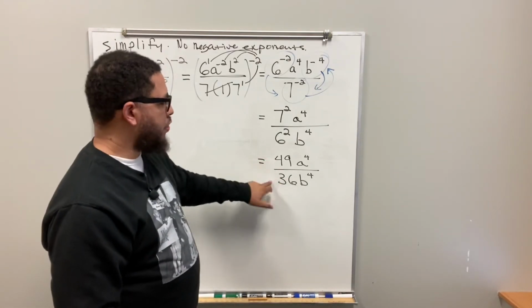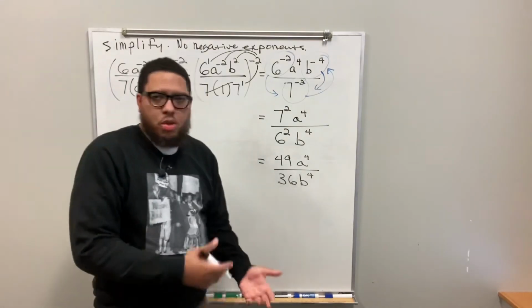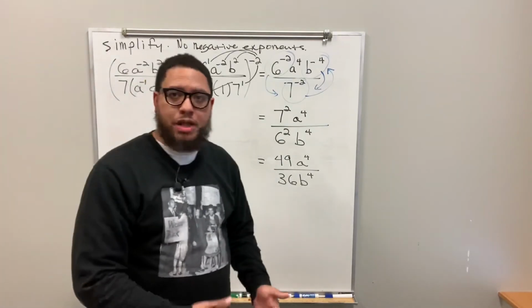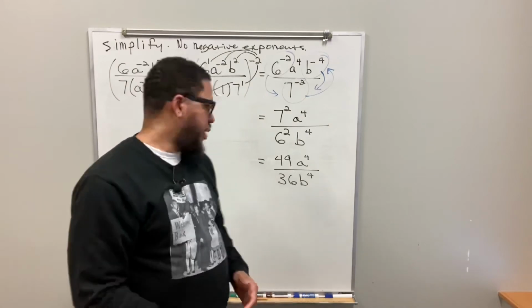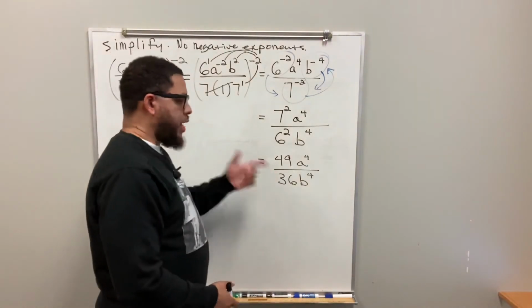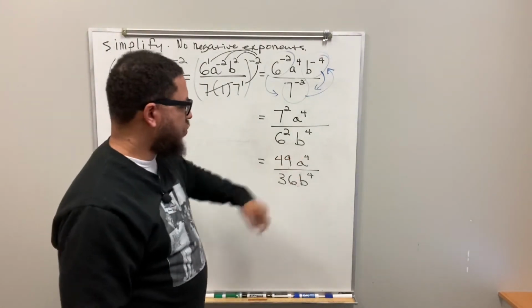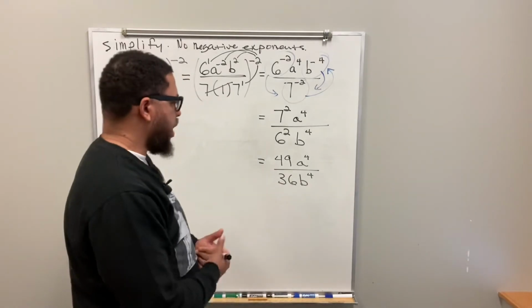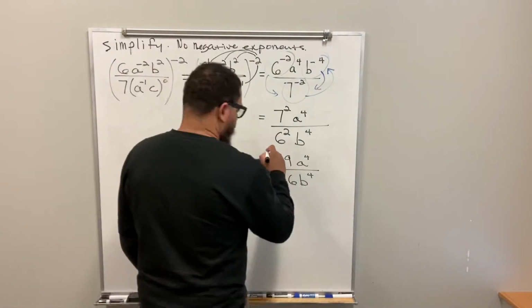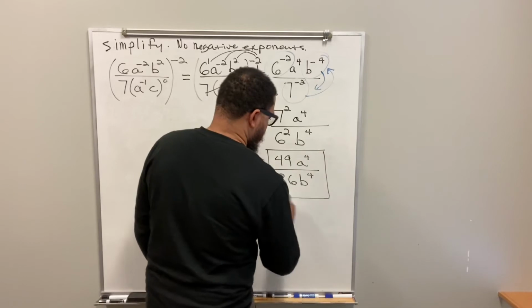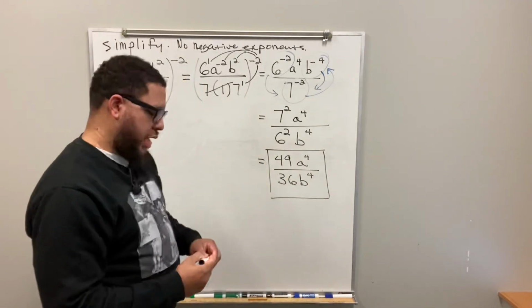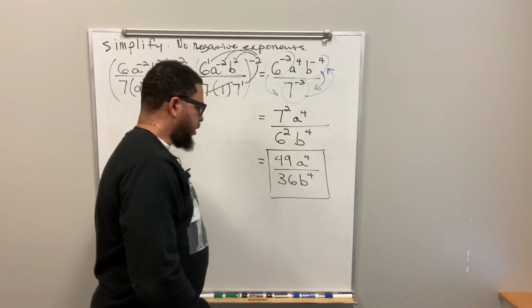I mean, they're both perfect squares. Some people think, oh, they're both perfect squares, so let me simplify that, let me reduce that. You can't necessarily do that just because they're perfect squares. They don't have a common factor. A to the 4th in the numerator, b to the 4th in the denominator. There's nothing else to do. This is going to be your final answer. So we got 49 a to the 4th over 36 b to the 4th.